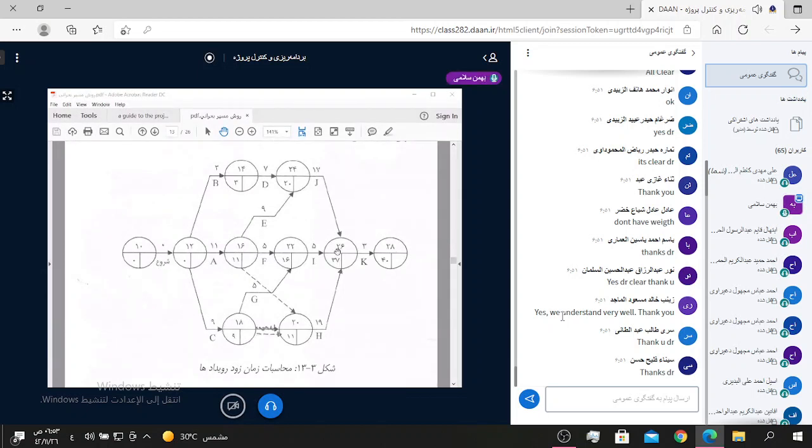As you see, we have some nodes, such as node number 10, 12, 14, 16, 18, 20, 22, 24, 26, and 28. This is the number of the node.